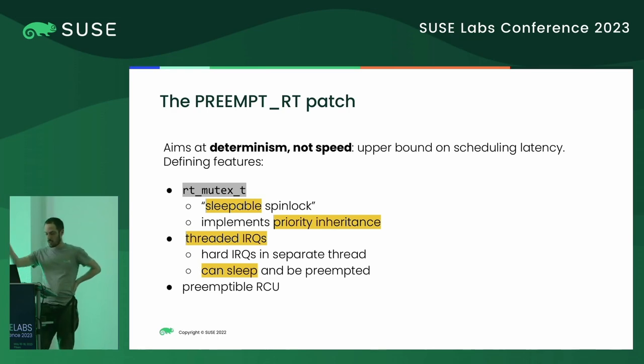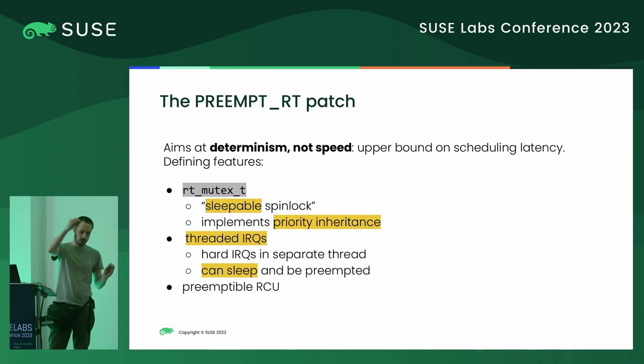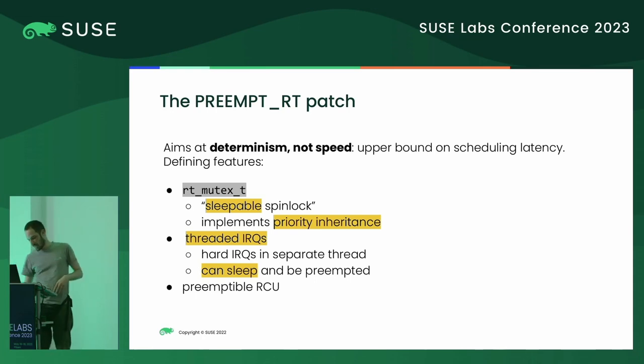Second, priority inheritance. Priority inheritance is implemented directly into this mutex and prevents priority inversion, which would be another source of latency. Threaded IRQs, we touched on those. Essentially, you run the top half in different threads, so you can be on different CPUs. Do you have to wait or not? It can be preempted. You have to wait for it, but someone can preempt it. So threaded IRQ is: let's put the top half on another thread of execution, another CPU, and let it sleep if necessary.